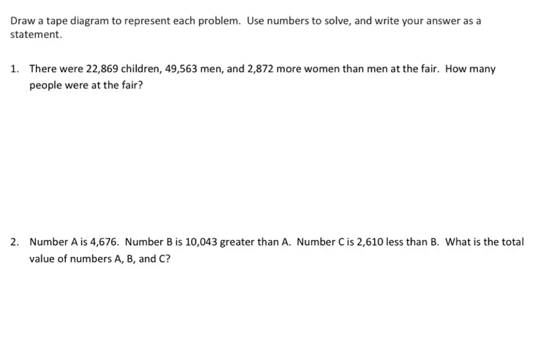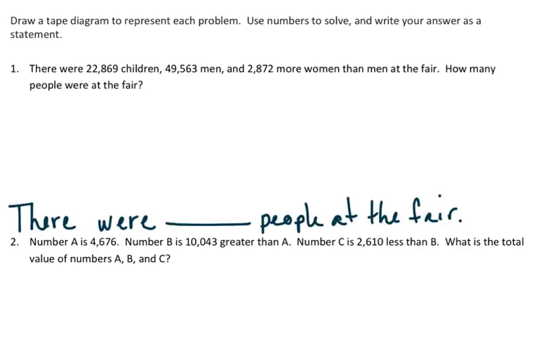Number 1 says, there are 22,869 children, 49,563 men, and 2,872 more women than men at the fair. How many people were at the fair? Okay, so let's go ahead and get our target sentence. That reads, there were blank people at the fair. And let's draw our tape diagram.